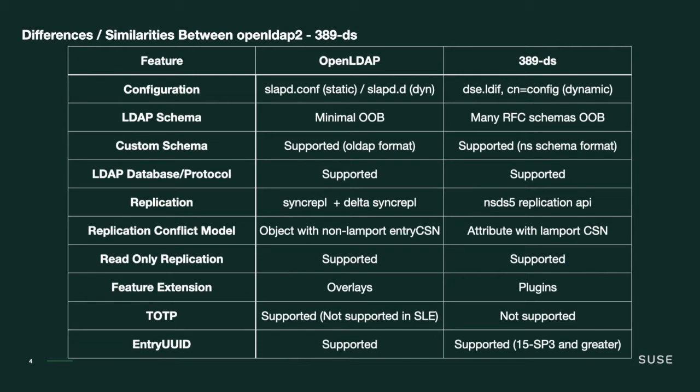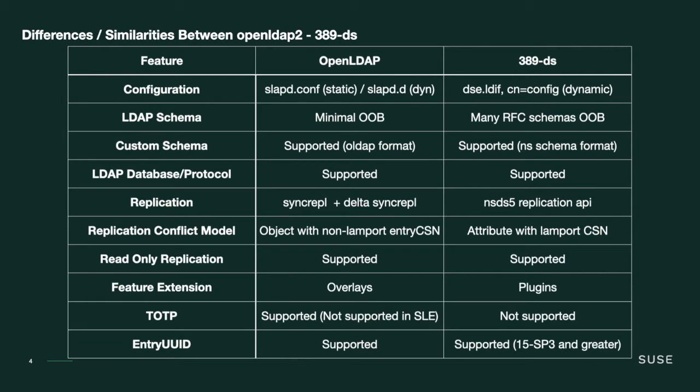TOTP. OpenLDAP supports this in its upstream versions, however no version of OpenLDAP in SLE has supported TOTP. Similarly, 389 also does not support TOTP. Entry UUID is supported on OpenLDAP, and it's supported as part of 389 from 15 SP3 and higher.